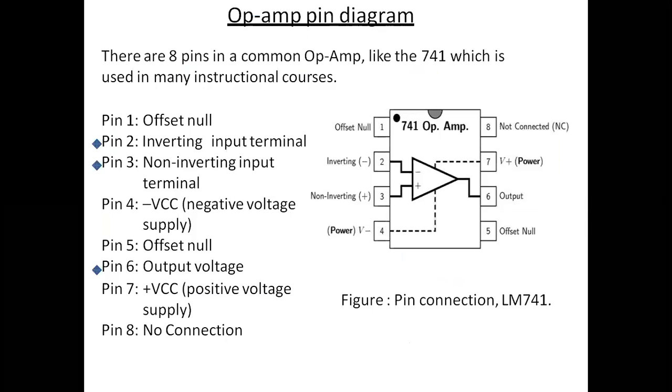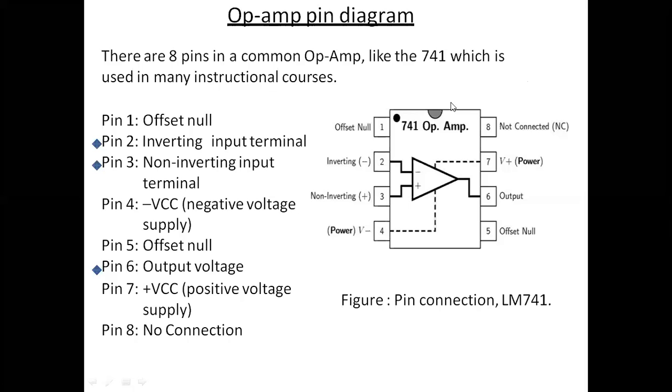This is the op-amp, the operational amplifier. There are different types of op-amp. Firstly, we will see the pin diagram of op-amp, and here we have the general common op-amp. We can take one example as the IC741. It is also a type of op-amp which is used in many instructional courses, and it has 8 pins. This is the LM741, the 8 pin IC.